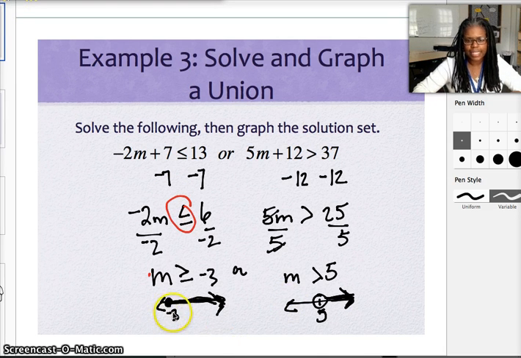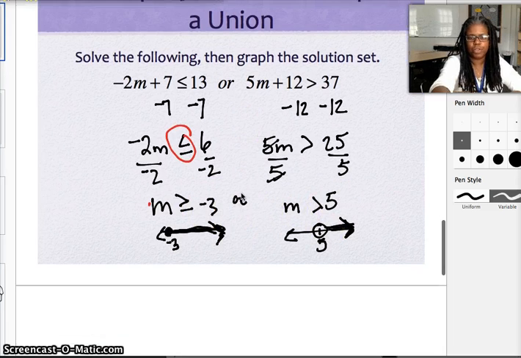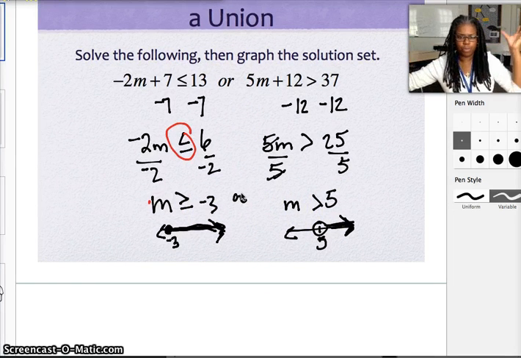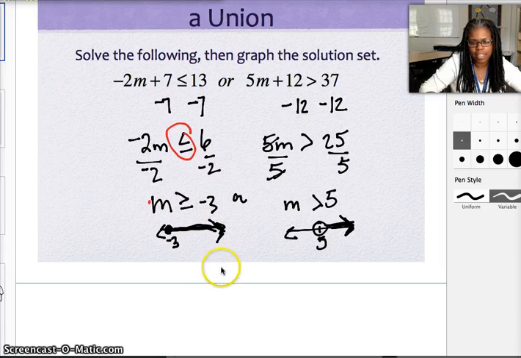Okay, so now we see that m is greater than or equal to negative 3, and m is greater than 5. How do we bring them together? Because remember, unions, the party, we're bringing both groups of people together. We don't care about overlap. We're just bringing them together. What does that look like? That looks like the following. That looks like me saying, all right, negative 3, 5, on.